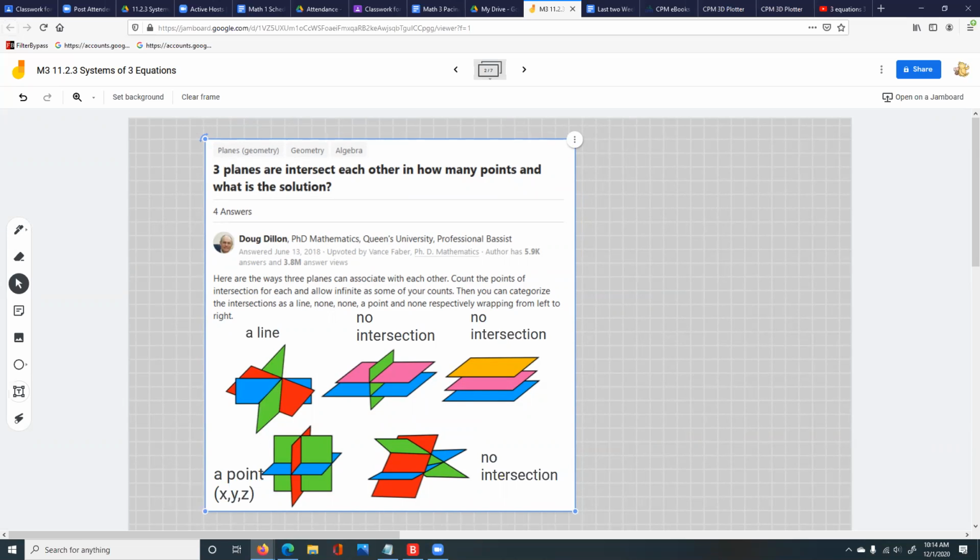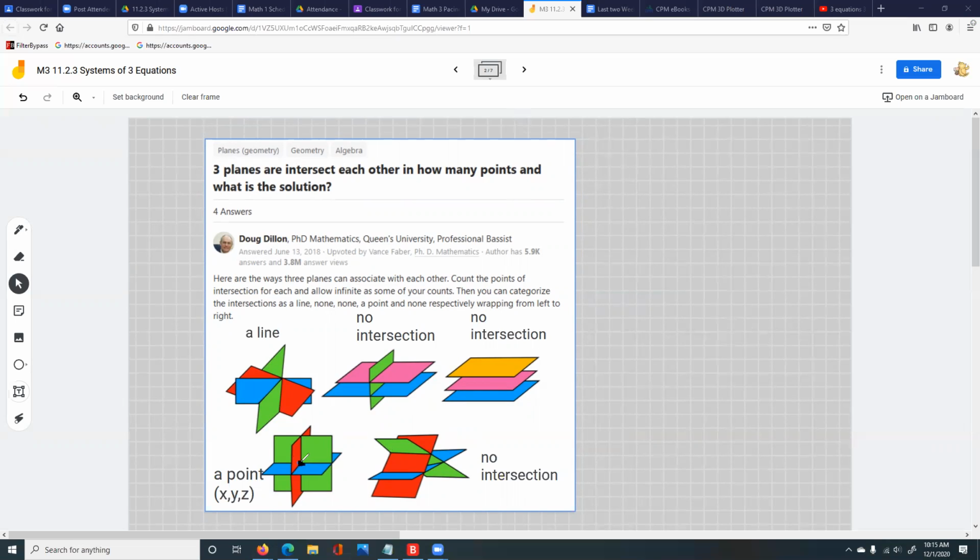But what we're looking for is this situation right here, where the three planes intersect at a point, and the point would be right here. So let me get my pen. Okay, so the point of intersection would be right here. I put it in blue. I should change the color because it blended into the thing.